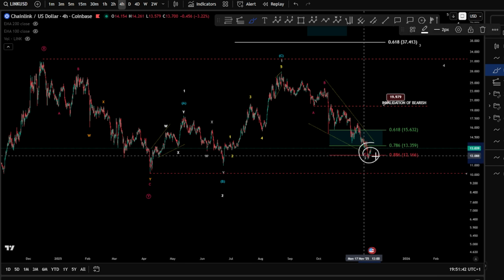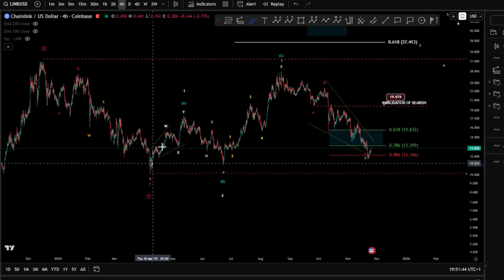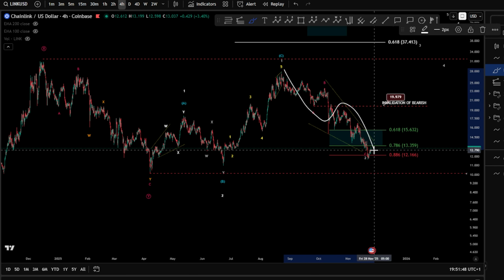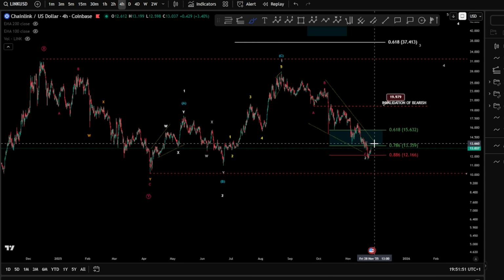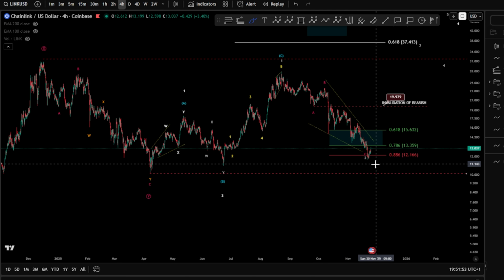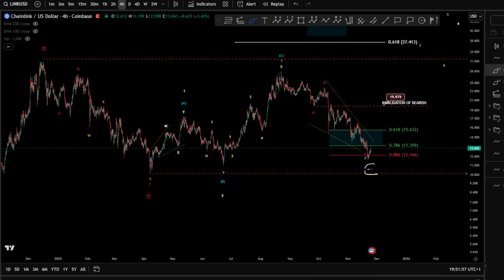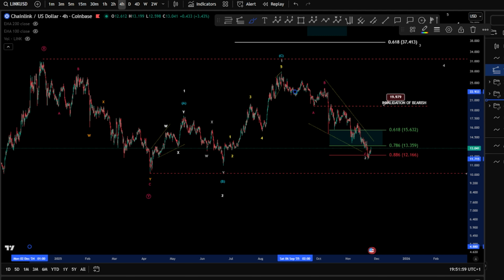In case that this is not a 1-2 and we have to consider this as a zigzag, that means it is a part of the triangle that we saw on the daily. Meaning, very likely you have finished a wave E over there, and we're moving, of course, for a wave C toward the upside.